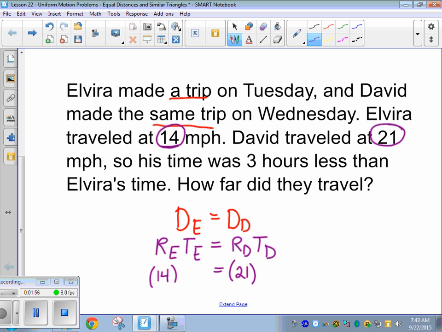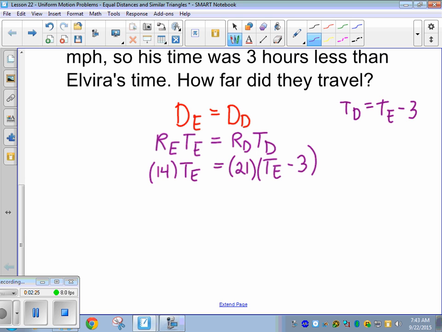So David's time, and if you want to do this off to the side, you can. David's time was 3 hours less than Elvira's time. So that means that we just subtract 3 from Elvira's time, and they're equal. So I'm going to replace TD with Elvira's time minus 3. And then I keep this TE in the equation. We always should get down to one variable which we can solve for. So let's go ahead and solve for TE.